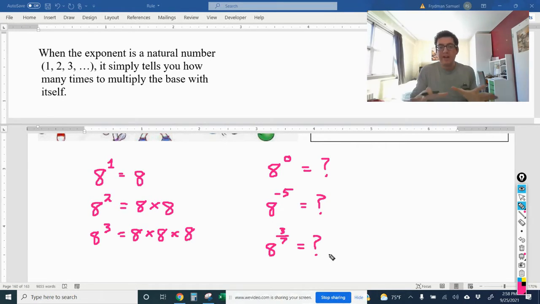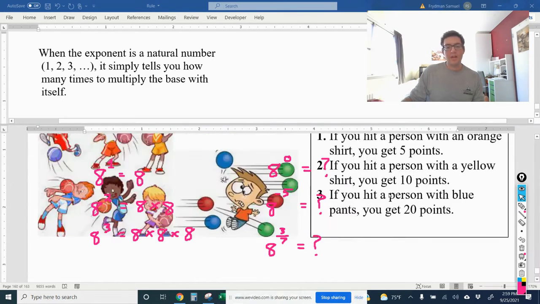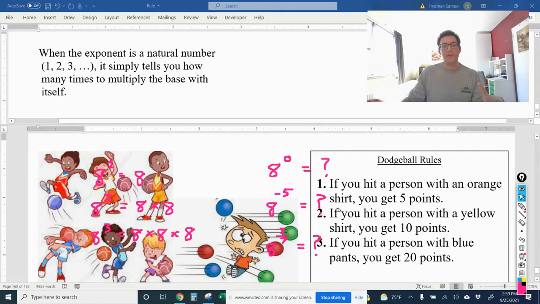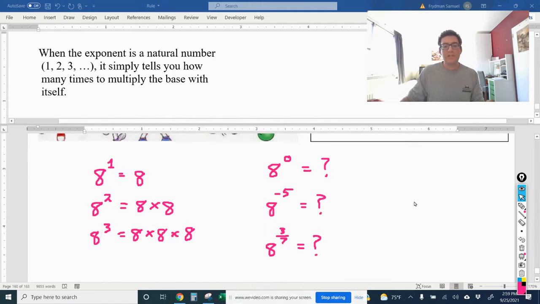Well, as of right now, it doesn't mean anything because we haven't invented a rule for that. It's like if we go back to the dodgeball example and we ask ourselves, okay, what happens when you hit somebody with a purple shirt? Well, we haven't invented a rule for that yet, so we don't know what happens. So this is what we're going to be doing in this video.